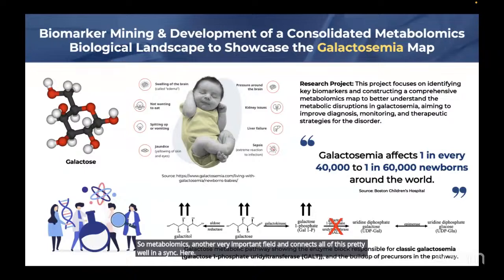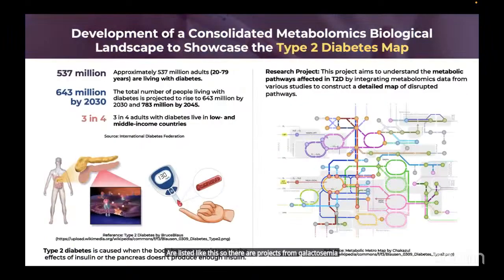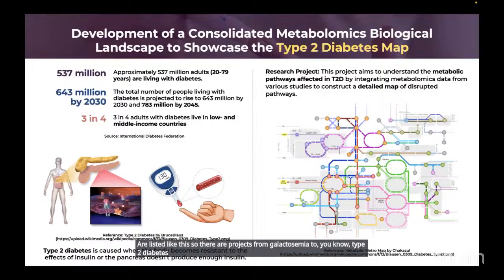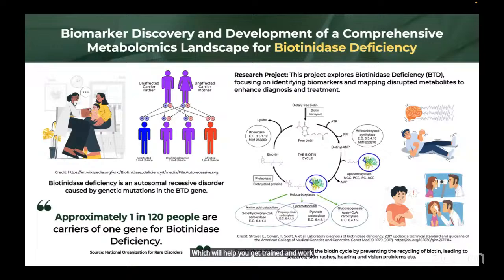The proposed projects that the mentors are ready to help you with are listed like this. So there are projects from galactosemia to type 2 diabetes, and then also a biotinidase deficiency project. So these three projects are marked under metabolomics, and using the technologies that you learn, there are upcoming workshops on these topics which will help you get trained and work with a mentor from the very first day, and learn from him, and then work on a research project with the mentor.